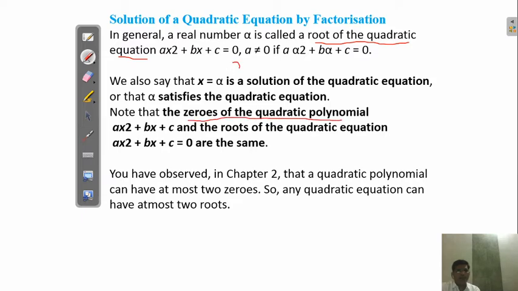If I write one equation, x square minus 2x plus 1, now if I put x is equal to 1, we get answer 0. 1 minus 2 plus 1, the answer is equal to 0. So we can say 1 is a zero of the quadratic polynomial.